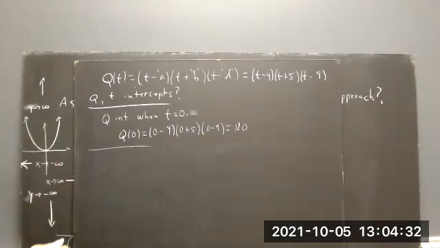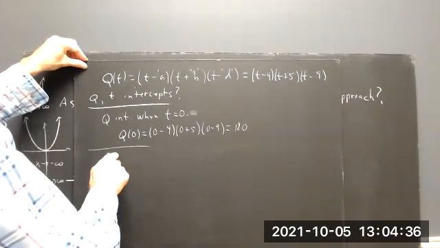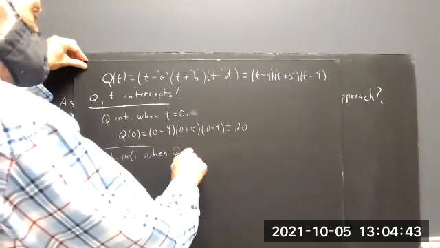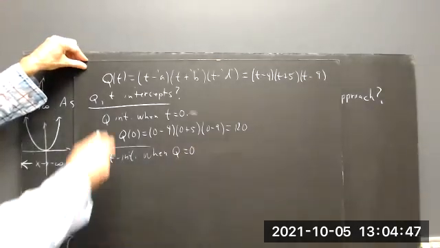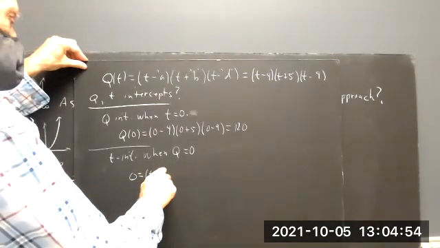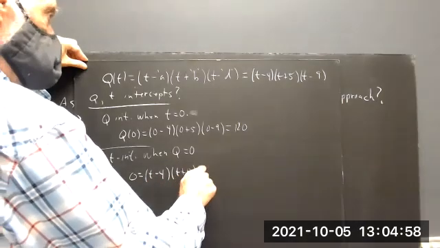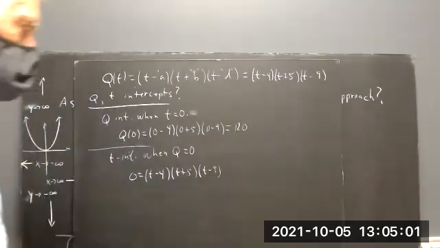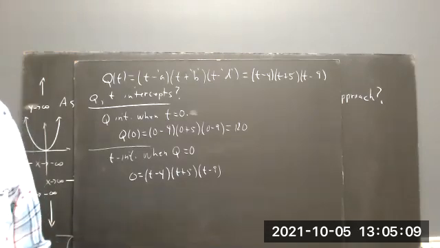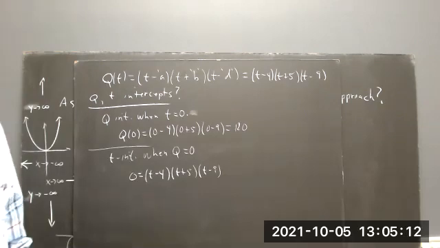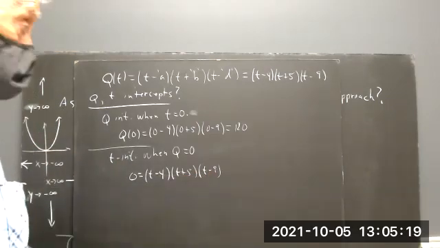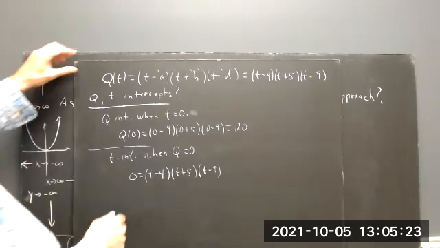Okay, there's a Q intercept from t equals 0. The t intercept occurs when Q equals 0. So Q equals 0 means this expression equals 0. We have 0 equals t minus 4 times t plus 5 times t minus 9. So this is a product of three numbers. If you multiply three numbers and you get 0, you know that at least one of them has to be 0, right? So every way one of these three numbers could be 0 gives you a t intercept.